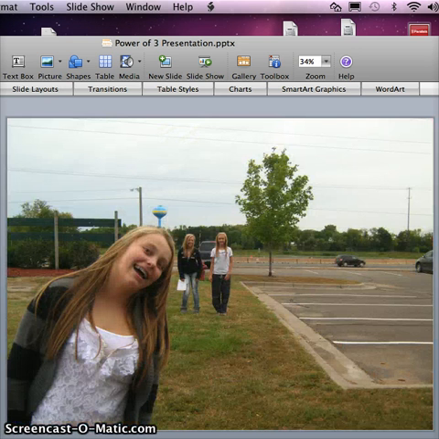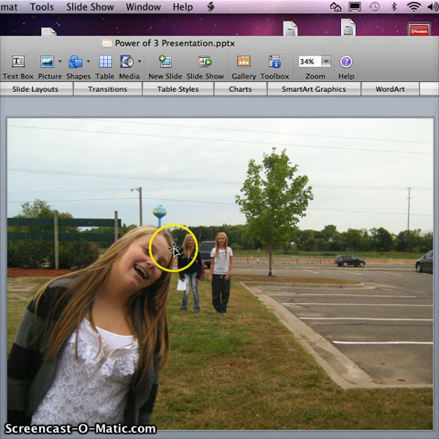Taking a look at this one, things that were pointed out in class: the two people in the center of the photo or the frame, and these lines, either by the curb or the white lines here, pointing to our secondary subjects in the background here.